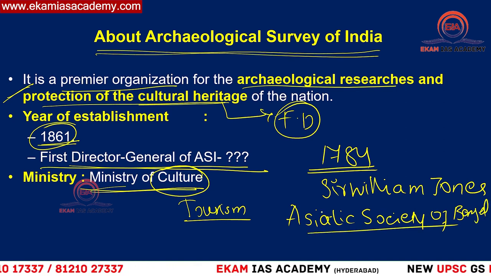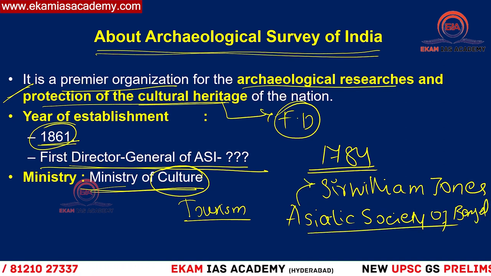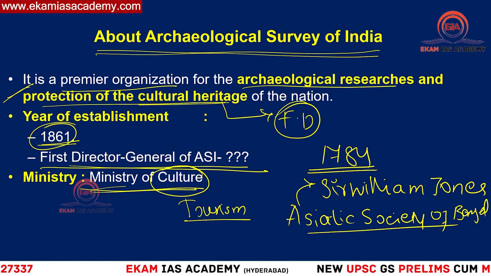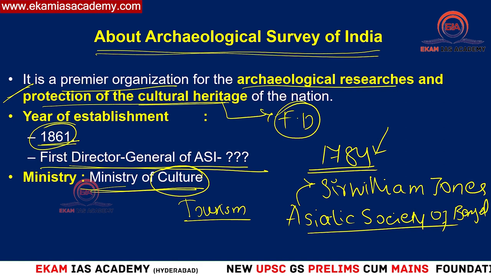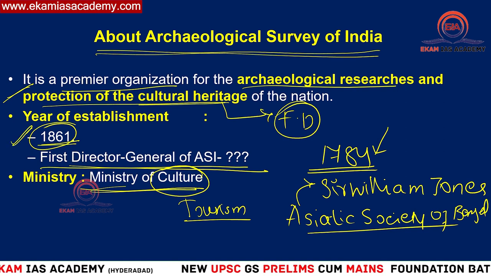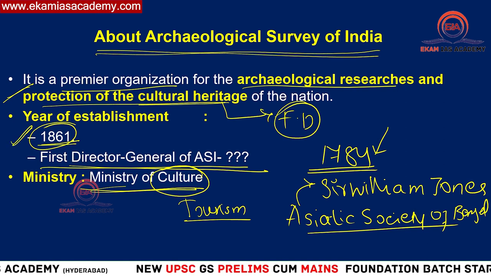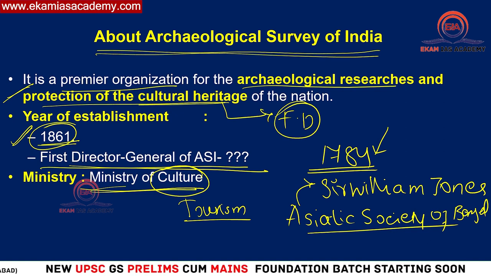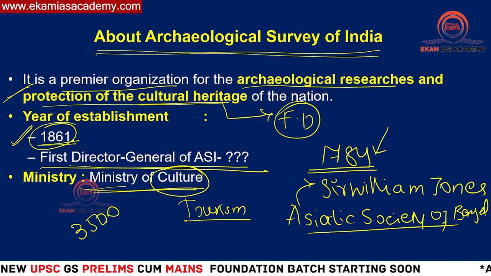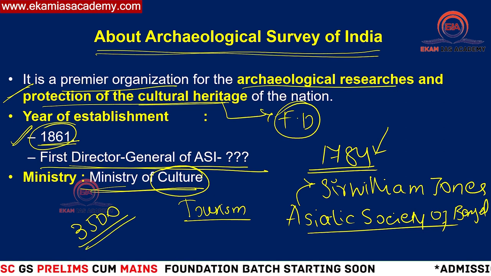So this was the first act or first step in which we tried to protect the archaeological monuments and all. Subsequently, in 1861, it got a formal approval and it was established as a separate organization. So this is one you need to know. Then around 3,500 monuments are protected by ASI across the country.